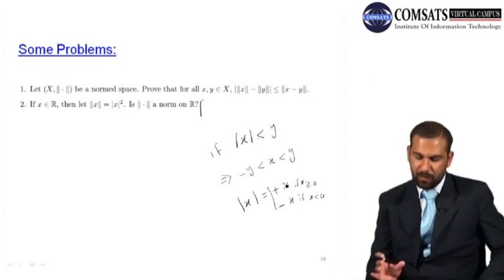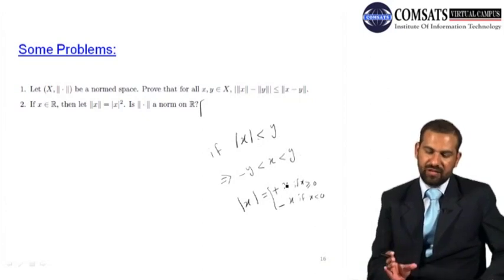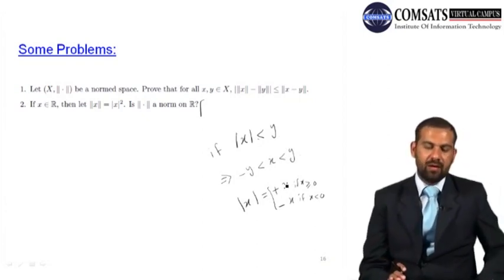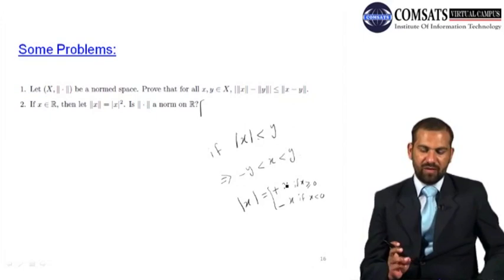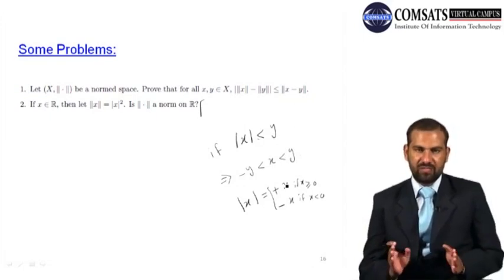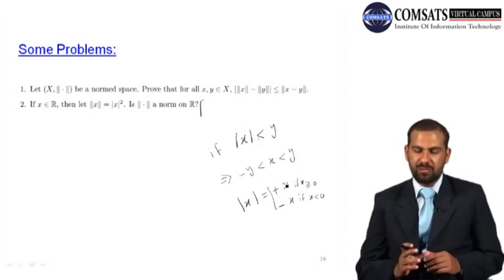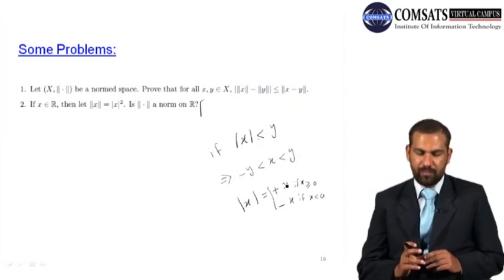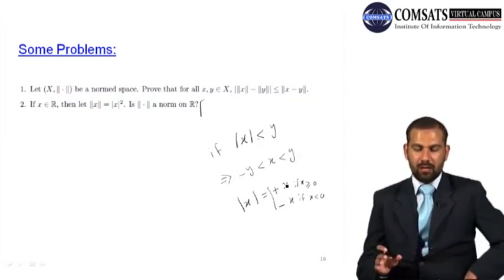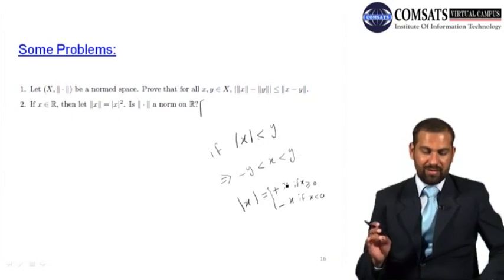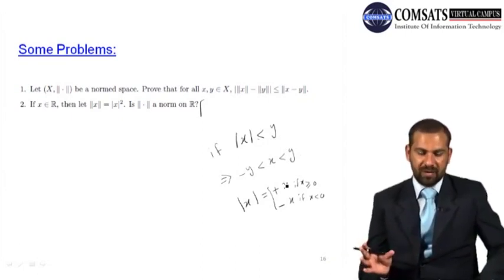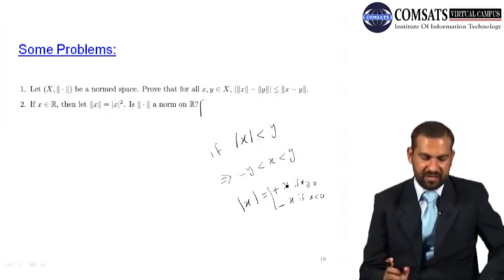So if you impose these two conditions, you can appreciate this property: whenever you take the mod of the norm of x minus the norm of y, it is less than or equal to the norm of x minus y. This is up to you. I hope you can easily apply the norm properties and the mod properties to prove this identity.